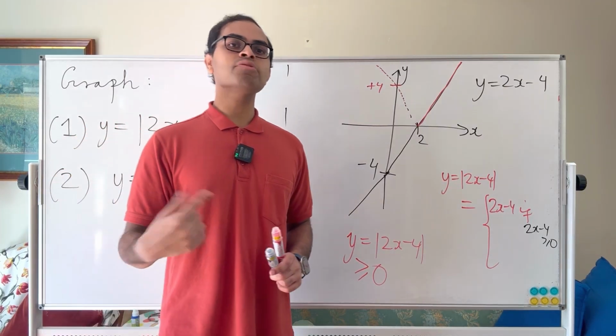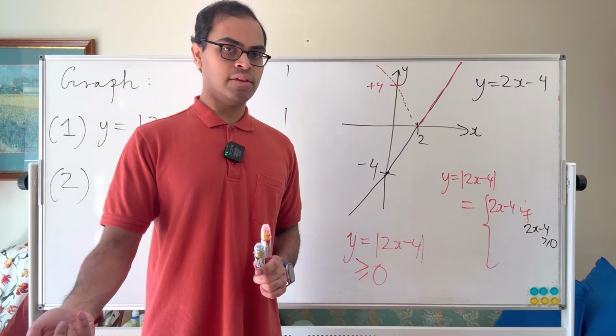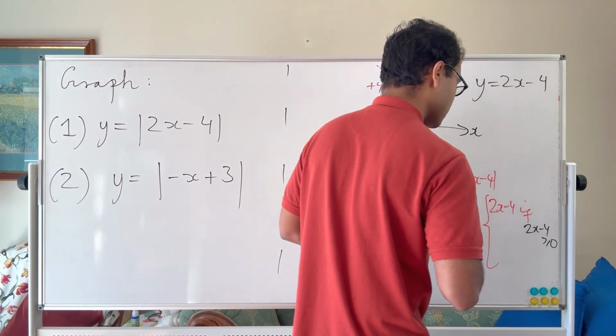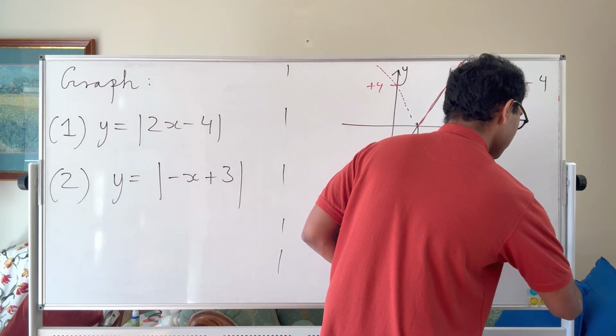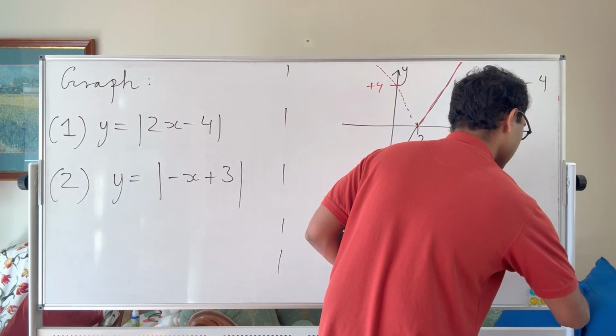So for example, the absolute value of negative 7 is positive 7. It's the negative of negative 7. So in particular, if we have absolute value 2x minus 4, we're going to have negative (2x minus 4), and that's going to be if 2x minus 4 is negative.